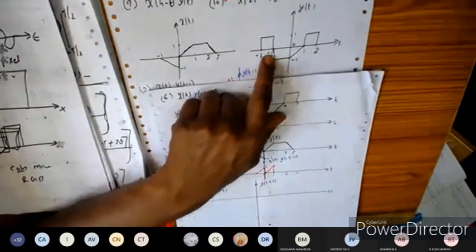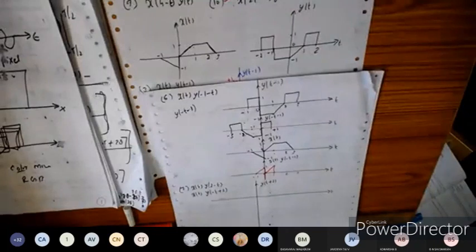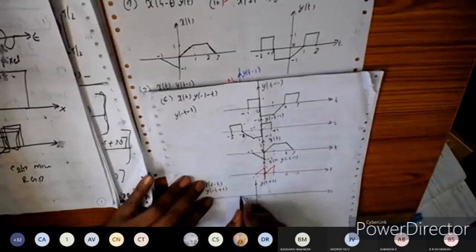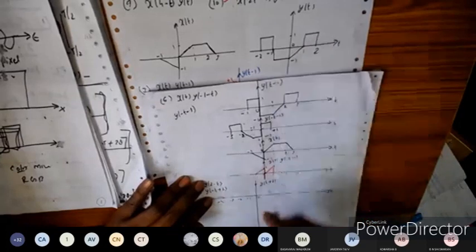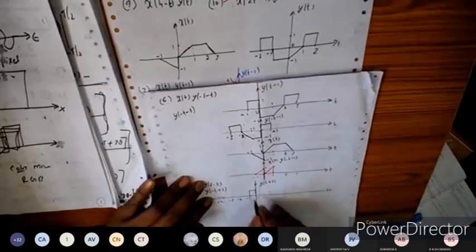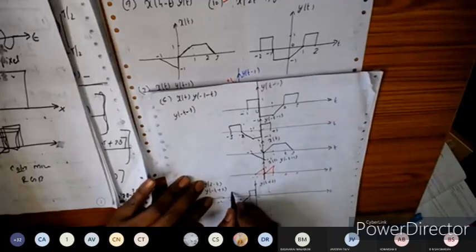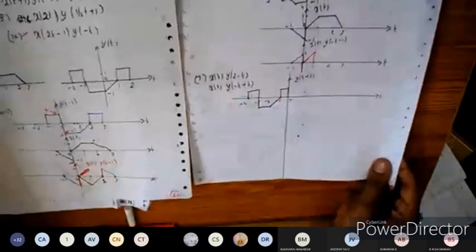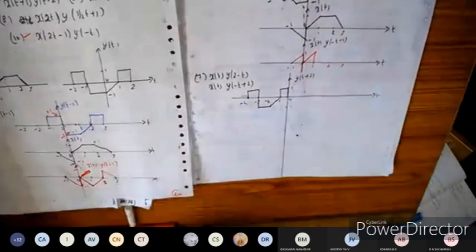If you shift towards the left side by 2 units, this will become the origin 0, then minus 1, minus 2, minus 3, minus 4. Let us draw the plot from the left side. So the waveform will be like this. I'm going to keep it side by side so you can see. So this is 1, this is minus 1. This is y of t plus 2.